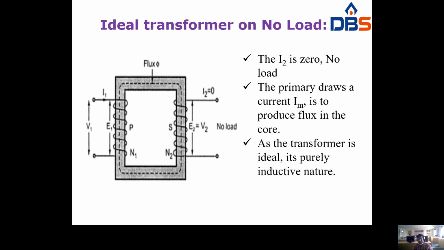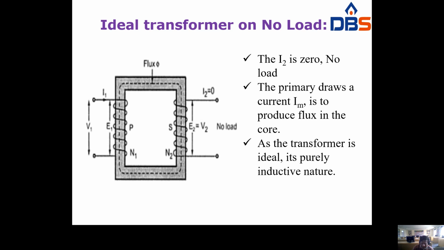So now go for the ideal transformer on no load condition. Look at the figure. Applied voltage V1, applied current is I1 and EMF induced in the primary winding is E1. Number of turns in the primary is N1 and this is the primary winding and this is the secondary winding. Number of turns in the secondary winding is N2. Induced voltage in the secondary winding is E2, that is equal to V2.